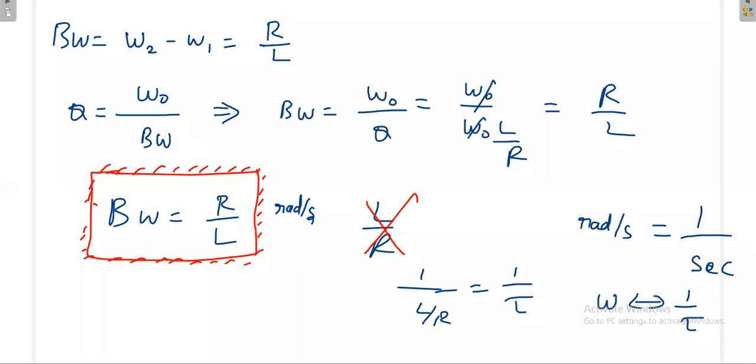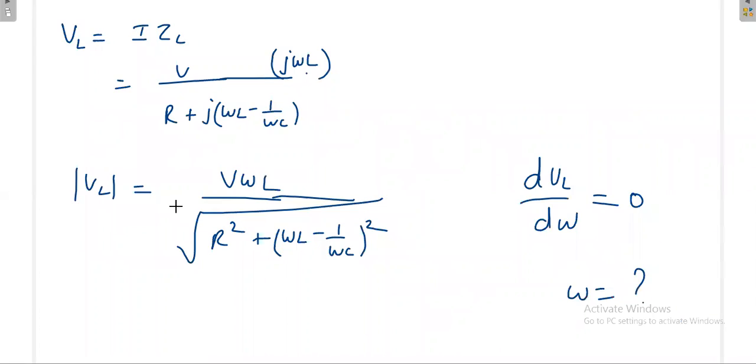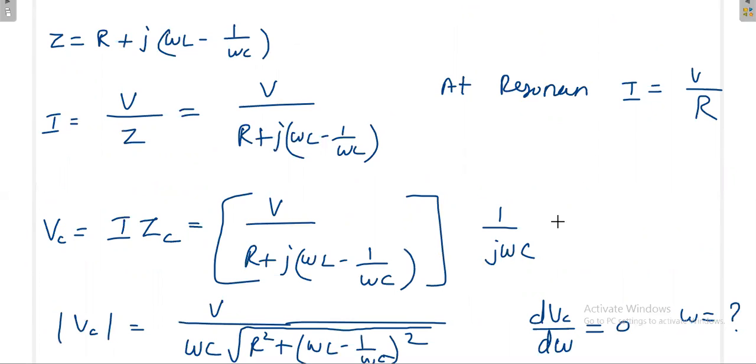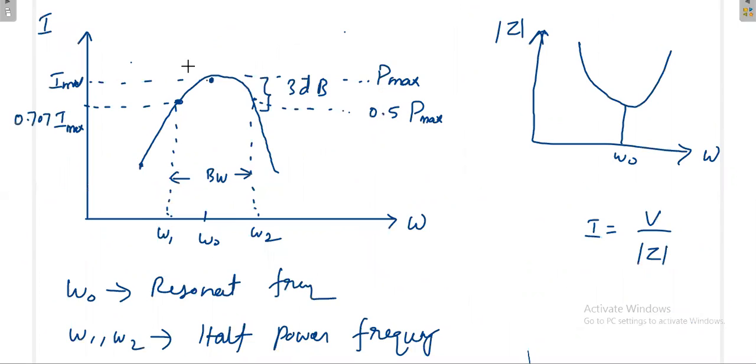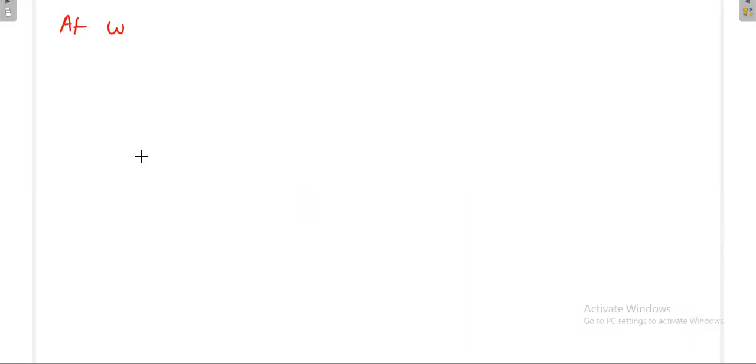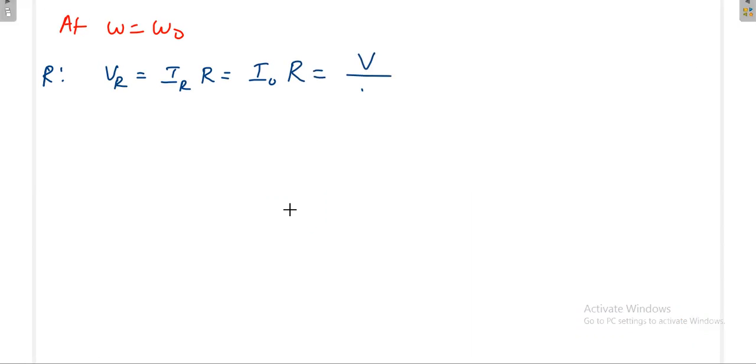Next, what is the voltage across the resistance, inductance, and capacitance? At any frequency you can find it, but at resonance, at omega naught, what is the voltage across each element? For the resistance, the voltage is I into R. At resonance the current is maximum, which I call I naught. I naught is the supplied voltage magnitude divided by the resistance, and multiplying with the resistance gives the voltage.